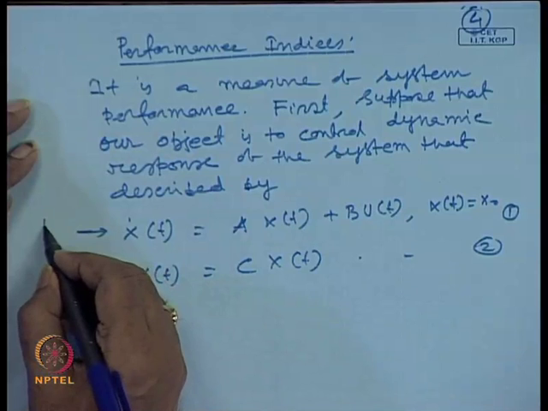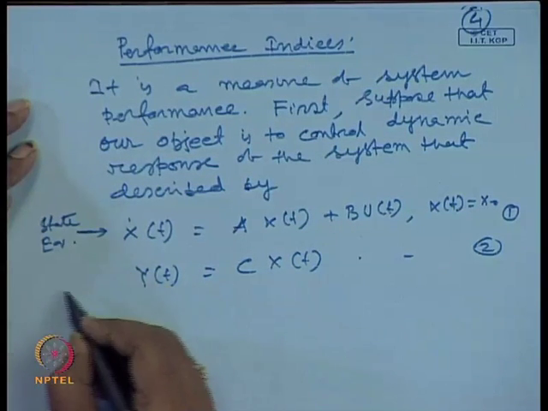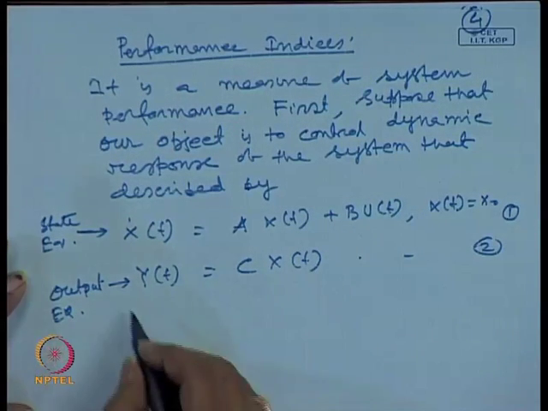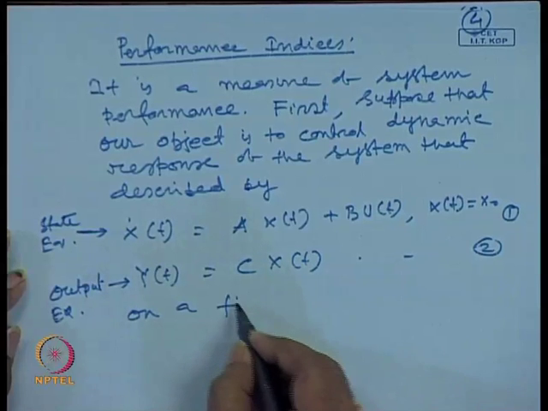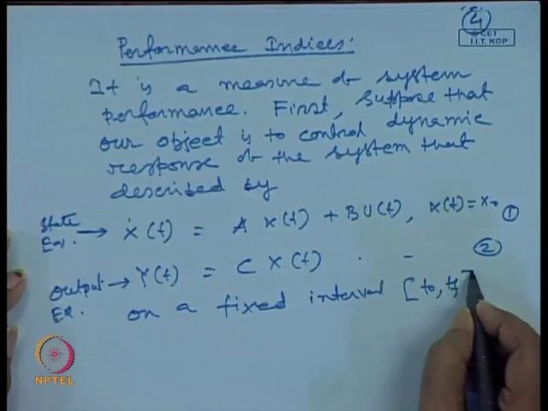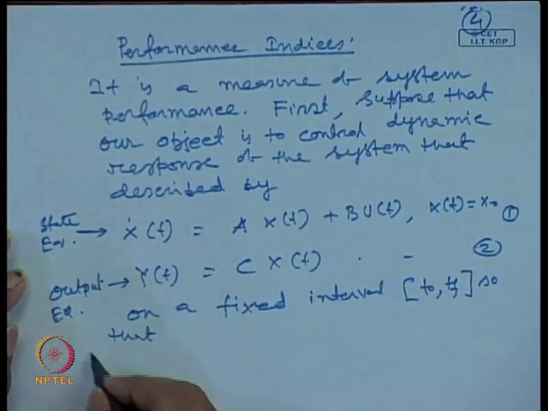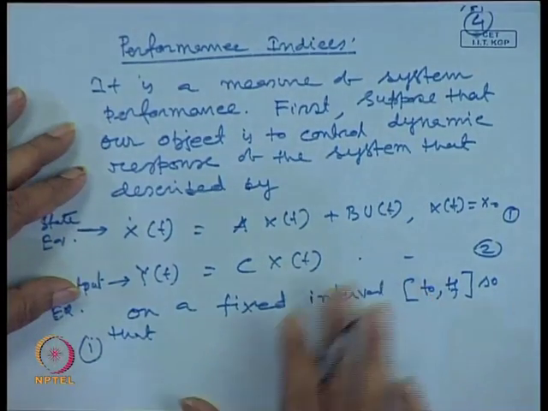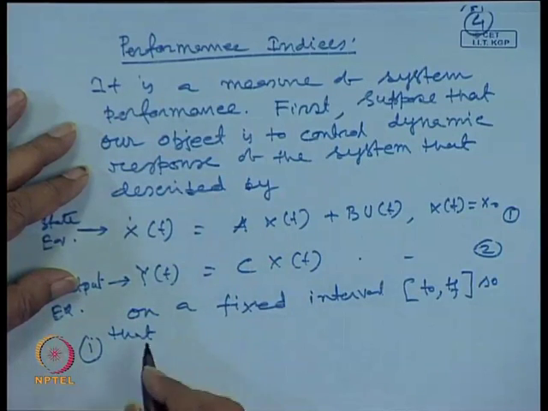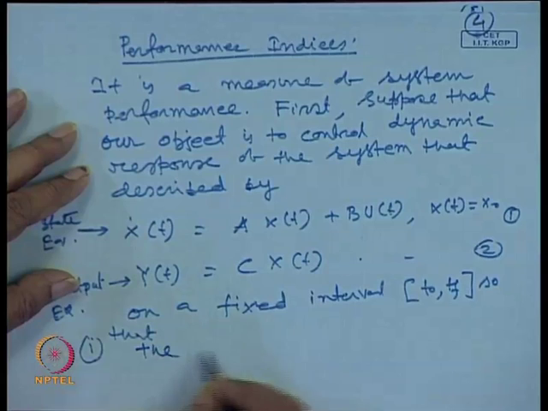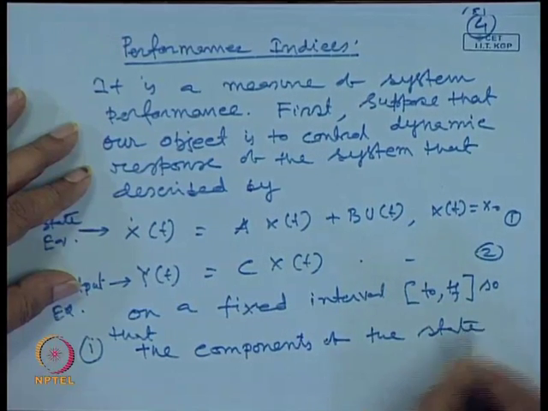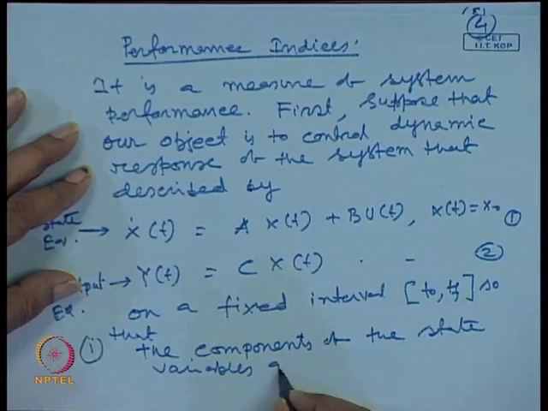So, this is what is called the state equation, and this is our output equation, agree. So, that output equation on a fixed interval t 0 to t f. What is our objective? Our objective is to get the components of the state variables x to be small.